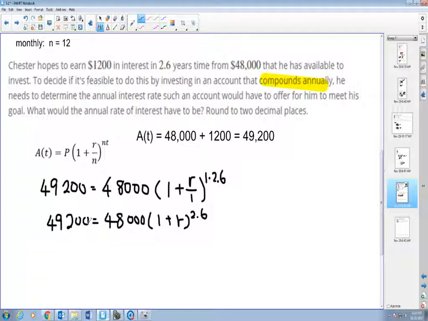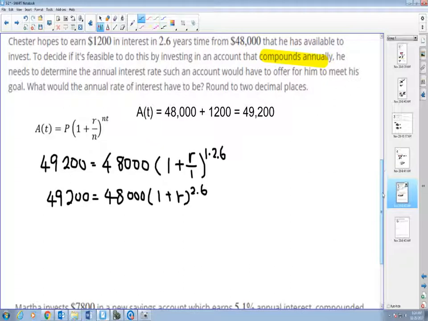Alright, so just like with other problems we've done in this section, this whole right-hand side is only one term. Right now my R is trapped inside the parentheses. A lot of students' first instinct is to do a distribution. You cannot do that because this actually has an exponent on top of the 1 plus R. So slowly peel off the things around my R. The first thing I would do, since this is only one term on the right side, is divide both sides by 48,000.